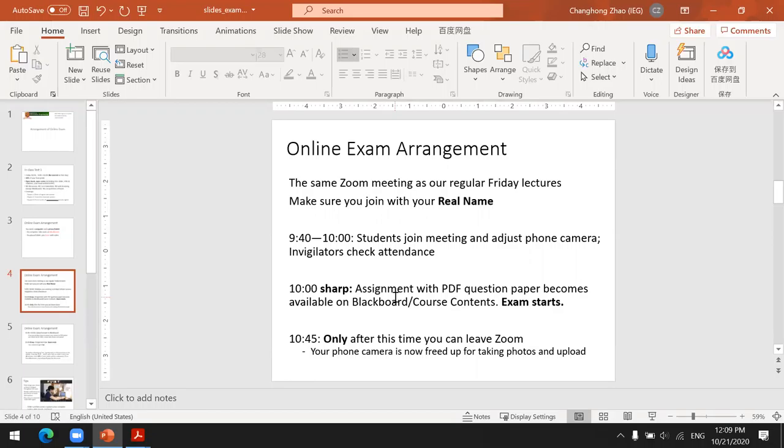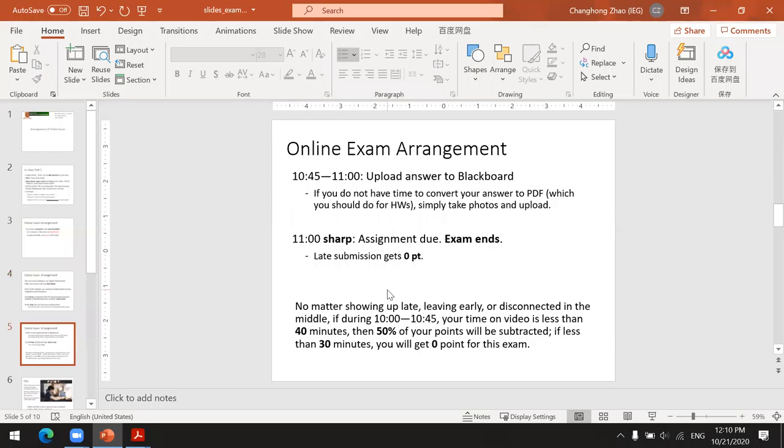And please, after the exam starts, stay on the camera for at least 45 minutes. After 10:45, you can leave the Zoom meeting and free up your phone or iPad or other tablets, because you might need to use them to take photos with answers. In the next 15 minutes, you will upload the answer to Blackboard. And then at 11 o'clock sharp, the assignment will be due. Any submission after that will not get any point. Examination ends.